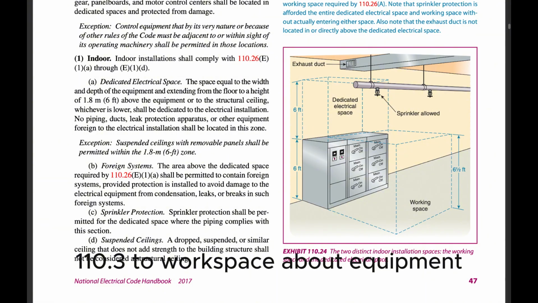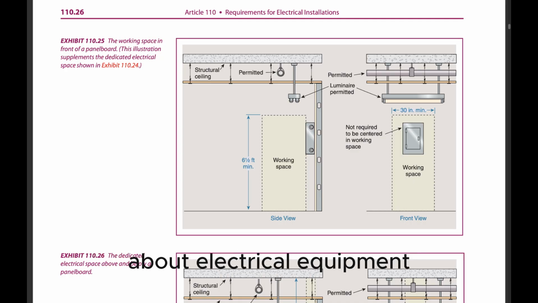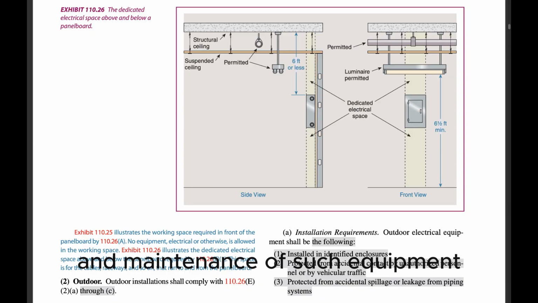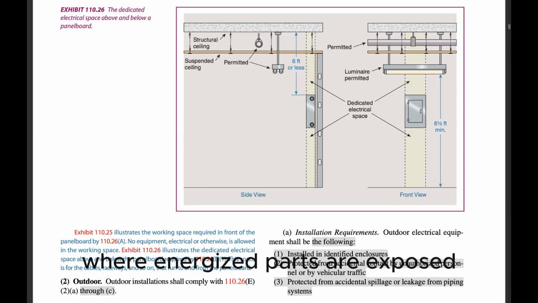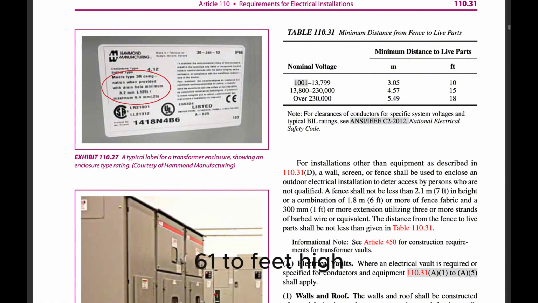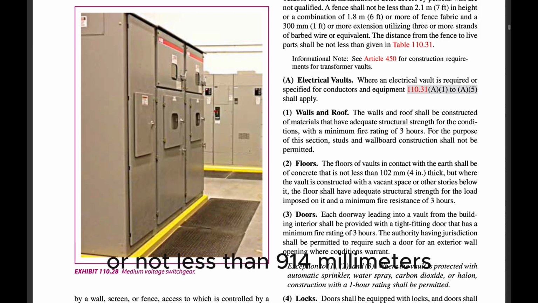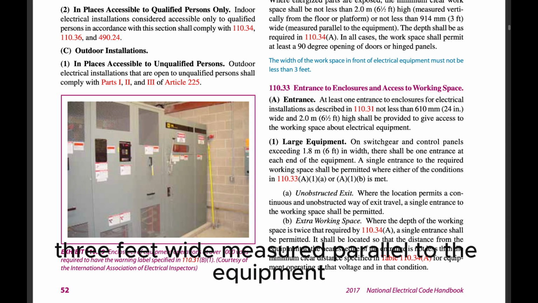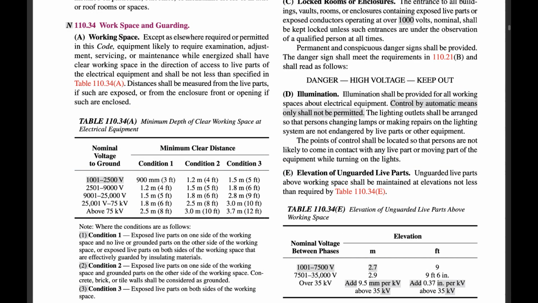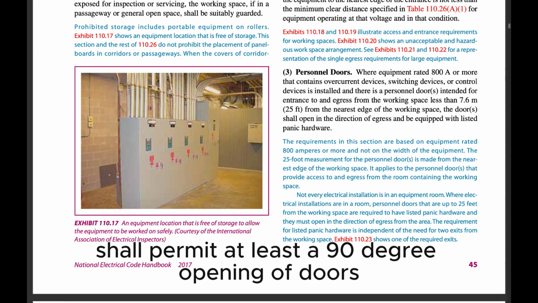110.32 Work space about equipment. Sufficient space shall be provided and maintained about electrical equipment to permit ready and safe operation and maintenance of such equipment. Where energized parts are exposed, the minimum clear workspace shall be not less than 2.0 meters (6½ feet) high measured vertically from the floor or platform, or not less than 914 millimeters (3 feet) wide measured parallel to the equipment. The depth shall be as required in 110.34. In all cases, the workspace shall permit at least a 90-degree opening of doors or hinged panels.